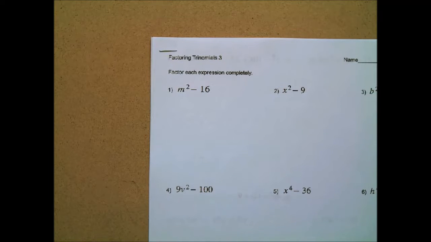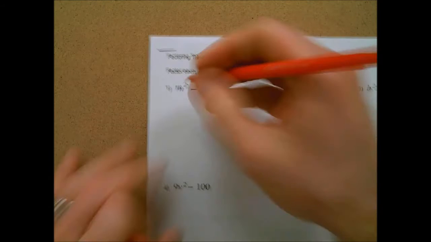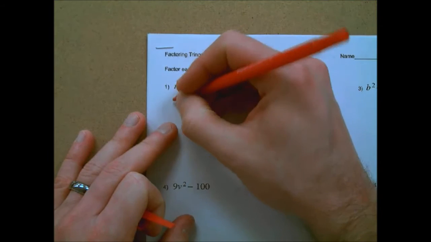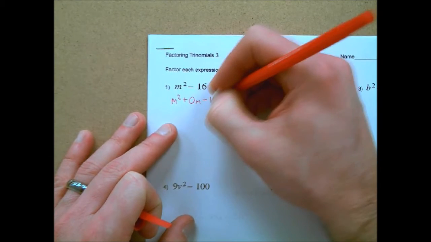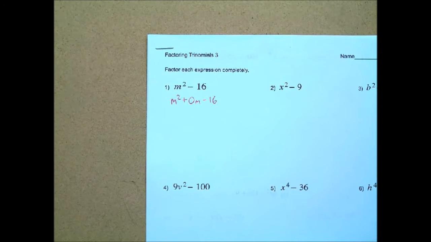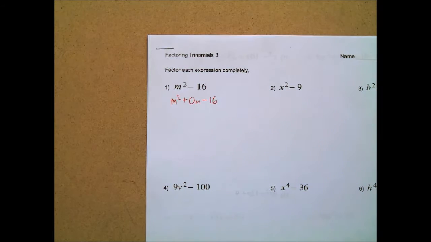So how are we supposed to factor this thing? Because it actually does factor. Well, there's no middle term. What number do we use to represent nothing, or none? 0. And so we can rewrite this equivalently as m squared plus 0m minus 16. Isn't that the same thing? We can give it a middle term of 0, 0m. We're going to give it a middle term.